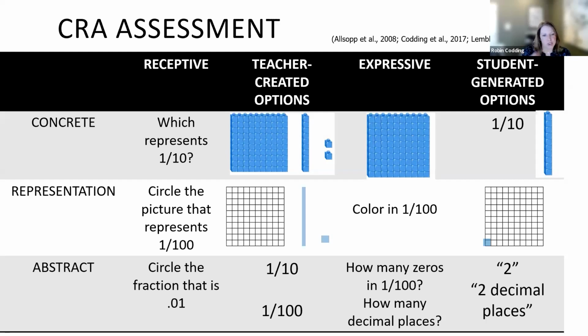And then the last one is abstract. So for example, circling the fraction that is 1/100th, and then they're supposed to circle that, or they're supposed to tell you how many zeros are in 1/100th and how many decimal places.